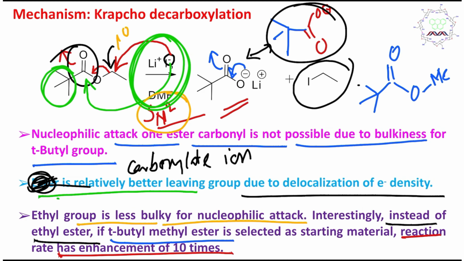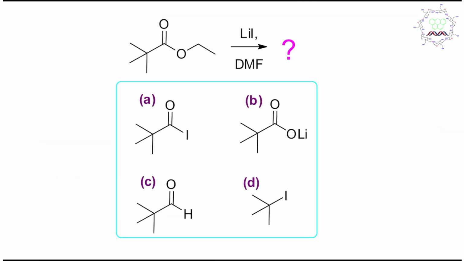So you can understand the reaction rate is dependent on the nucleophilic attack, because this methyl reduces the bulkiness, because we know the SN2 reaction on a methyl center happens the fastest, so it can attack very easily because it's least bulky. So that's why a 10 times enhancement in reactivity is observed. So what is the answer here? Obviously this part. Now if this problem appears in your exam, how can you solve it in less than 30 seconds?